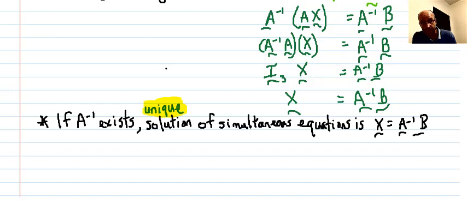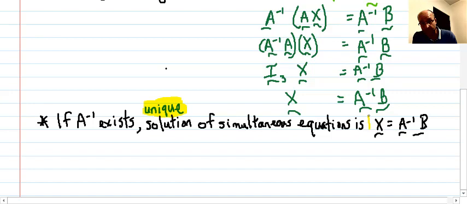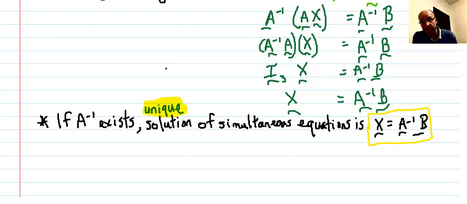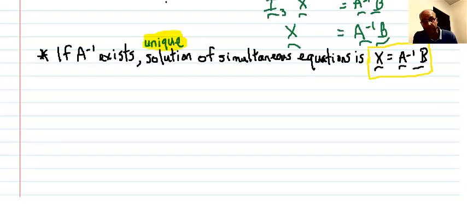So if A inverse exists, we have a unique solution to the system of simultaneous equations, and that unique solution X is achieved by going A inverse times matrix B. Again, there are very close parallels to what we've been doing previously with 2x2 matrices. So the general process is the same. This is just a refresher in a sense.